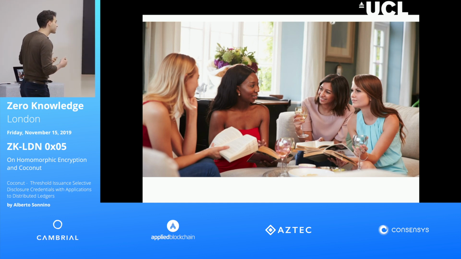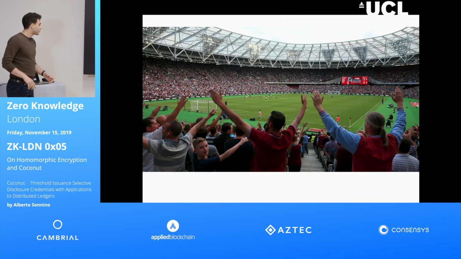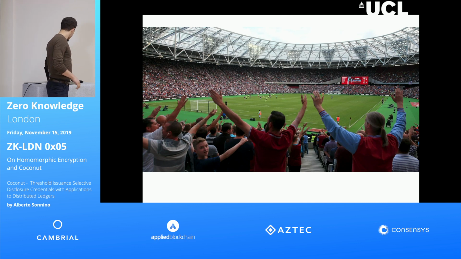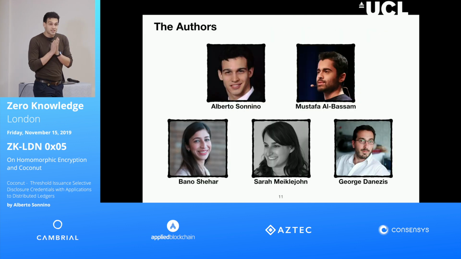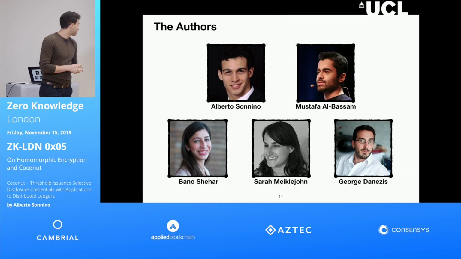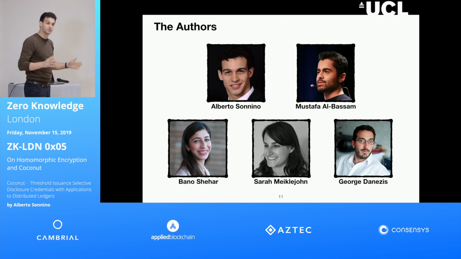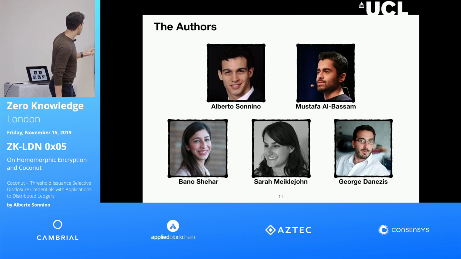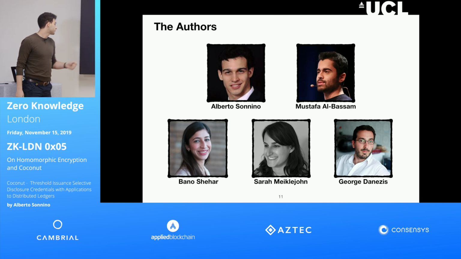They used to look more like this, and now cryptographers are more like rock stars. I mean, everybody looks at what they do every time there is a conference. Everybody's out there, right? And so that's basically the motivation behind the work. We want to follow the traditions of blockchains. This is joint work with all these people, Mustafa, Bano, Sarah, and George.